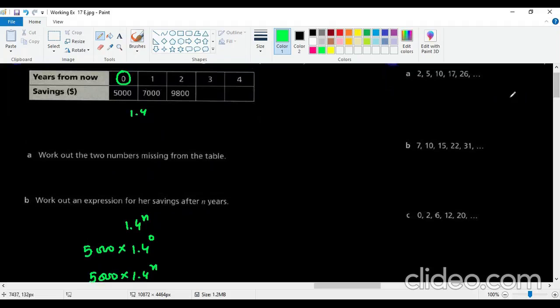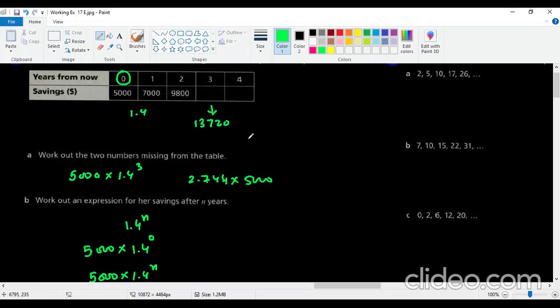Now when 5,000 is multiplied by 1.4 to the power of 3, that is going to give you a value. 1.4 to the power of 3 is 2.744. When multiplied by 5,000, it's going to give you 13,720. So the value over here is going to be 13,720.